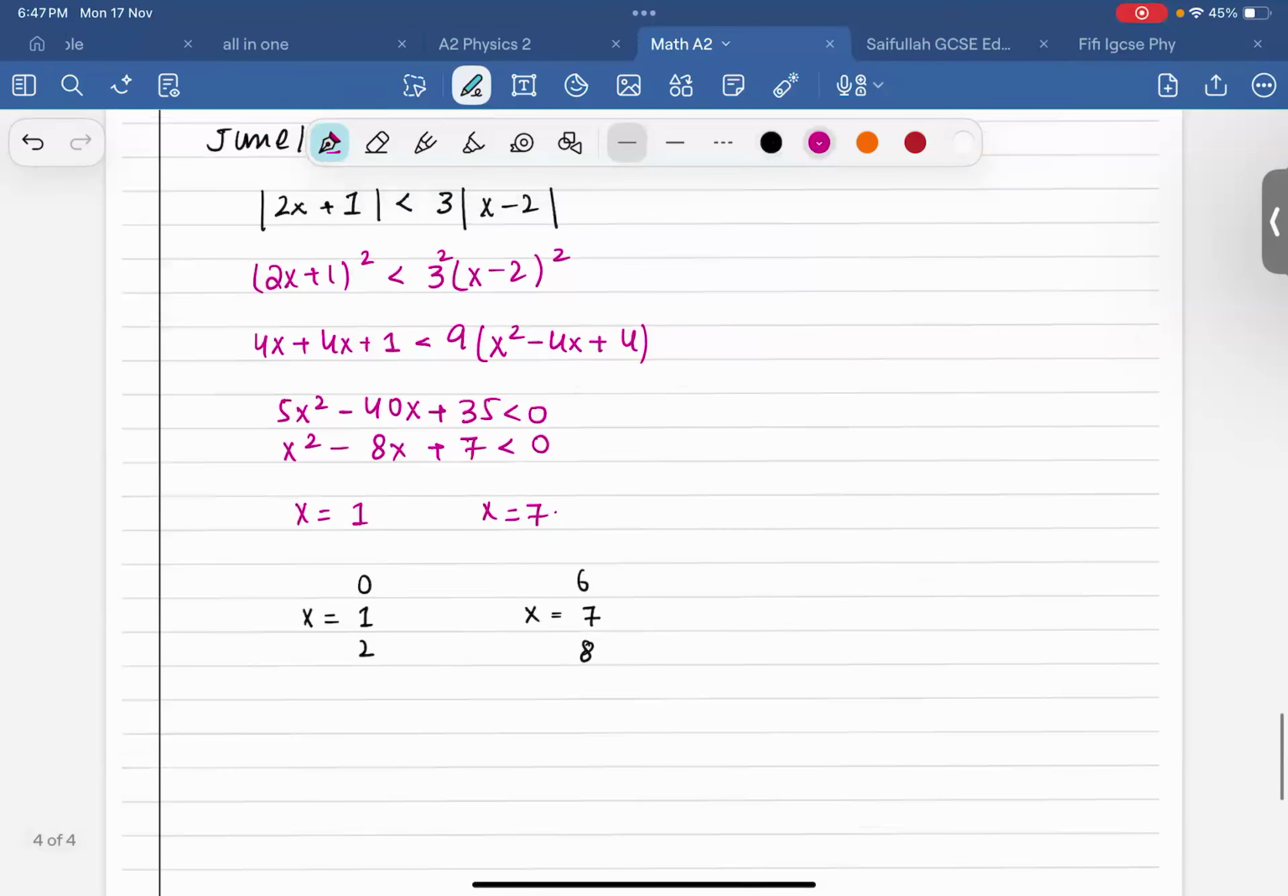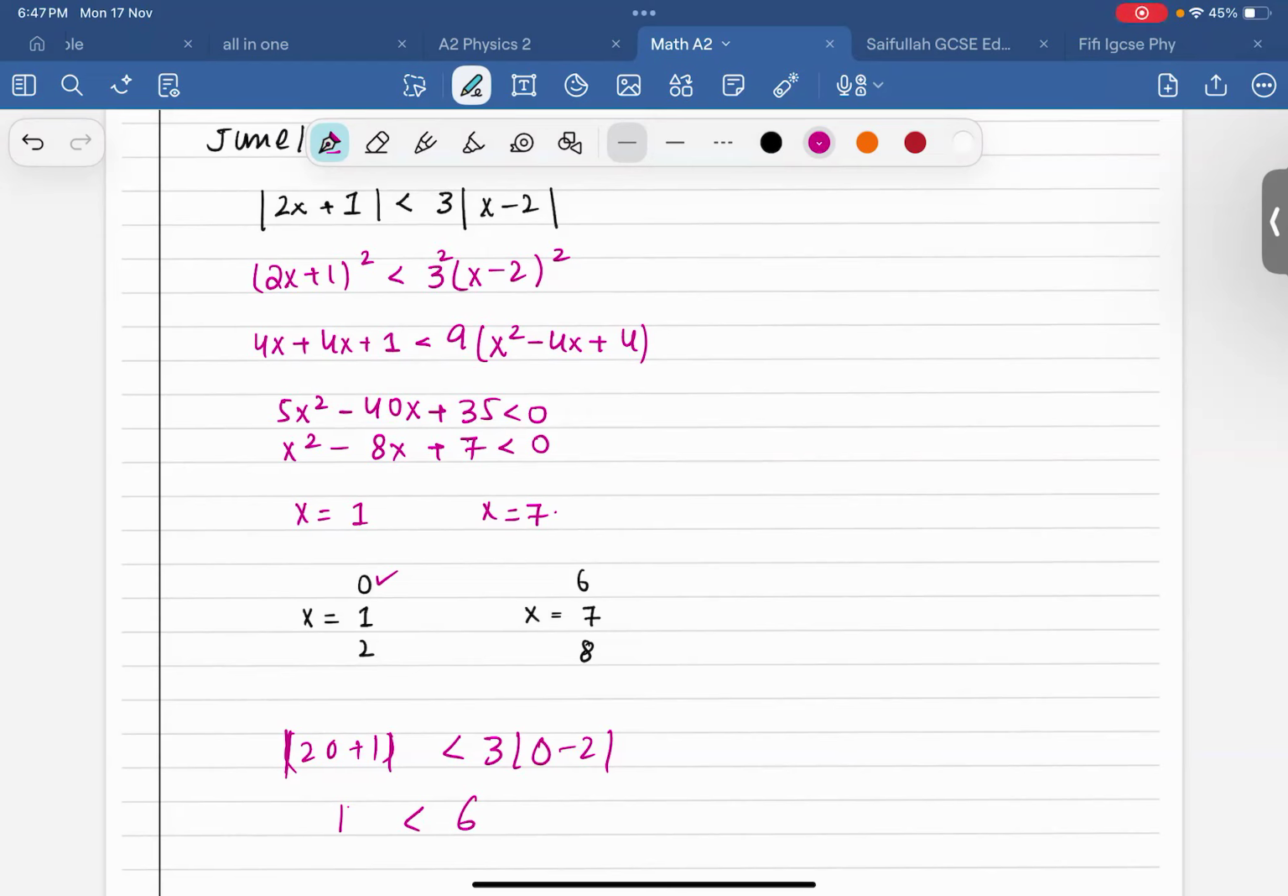So if we put 0 in, we have 2 times 0 plus 1, and then 3 times 0 minus 2, right? So that becomes 1 is less than 2, sorry, 1 is less than 6. 1 is less than 6, makes sense, guys? So this value is making sense, right?